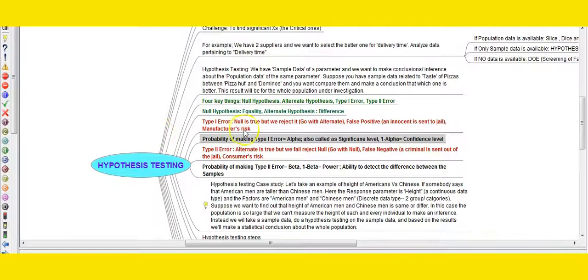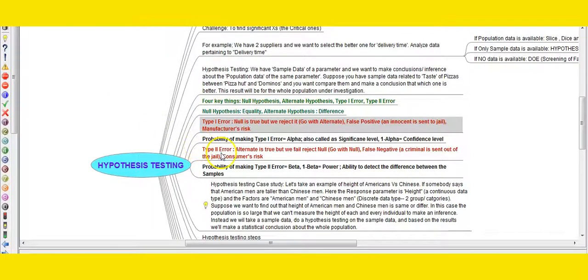Here is one important thing about the type 1 error: it is also called a manufacturer's risk, because when there is no difference, when there is equality, and we are saying that it is not equal, that means we are going with the alternate hypothesis. That means the manufacturer is not able to distinguish between equal and unequal. Even if those parts are equal, he is saying that they are unequal. So it is a manufacturer's risk.